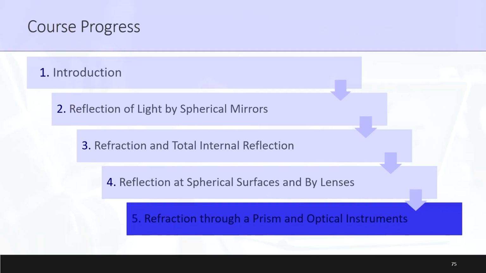So, just the course progress. The introduction is done, reflection of light by spherical mirrors is done, refraction and total internal reflection are done, refraction at spherical surfaces and by lenses is done, and right now we are on the 5th point, that is optical instruments. After optical instruments there will be a summary, and that will be the end of the complete lecture series on ray optics and optical instruments.